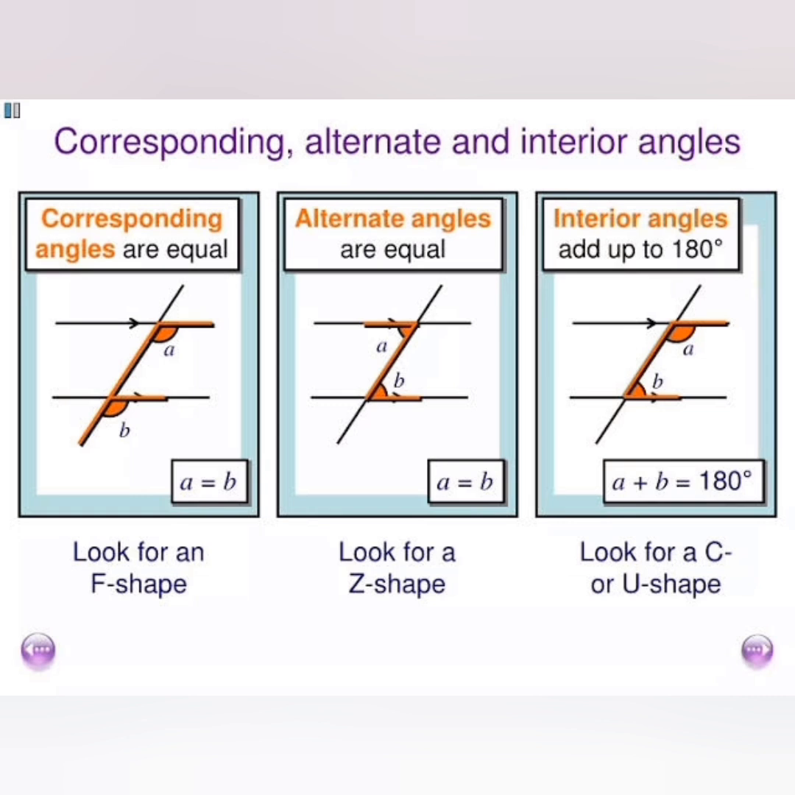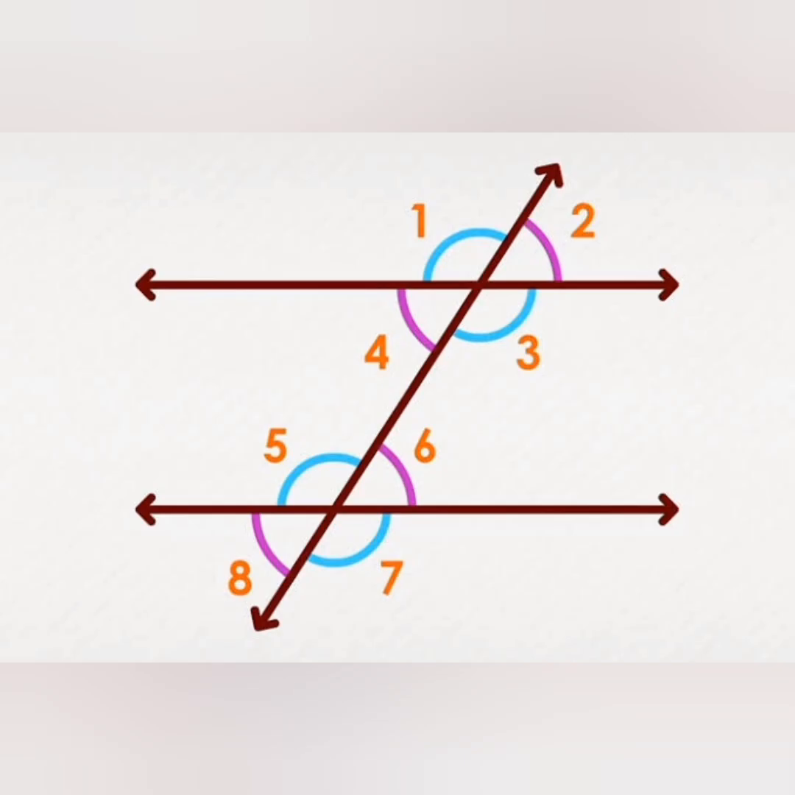When we say they are equal, what does it mean? It means they are the same. For instance, if you have A as 120 degrees, B is also 120 degrees. Because they are corresponding, it means they are equal. The same applies to the other angles. You can also see the corresponding angles give you an F shape, the alternate angles give you a Z shape, and the interior angles look like a C.